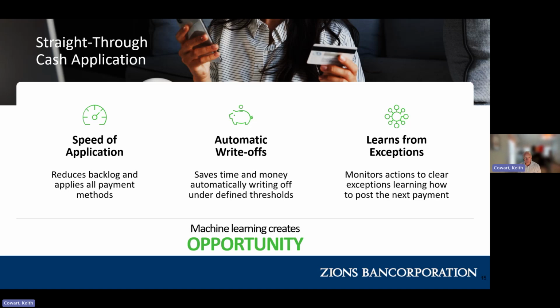So leveraging AI in the cash application process certainly helps with the speed of application. It reduces that backlog and helps you apply all payment methods using the same process. It also lets you leverage automatic write-offs. Many companies have a threshold for a small dollar write-off. If an invoice is short paid by 50 cents, it's really not worth the time and effort of someone investigating and resolving that 50-cent short payment. Just allow the system to automatically write that off to a small dollar account so that it can post the rest of the payment against the open invoices. And then, as I mentioned before, it's learning from its exceptions. It monitors user action when they clear an exception that couldn't be posted automatically, so that it can use that to post the next payment that comes in. So machine learning really does create that opportunity for continuous improvement, specifically in the cash application process.